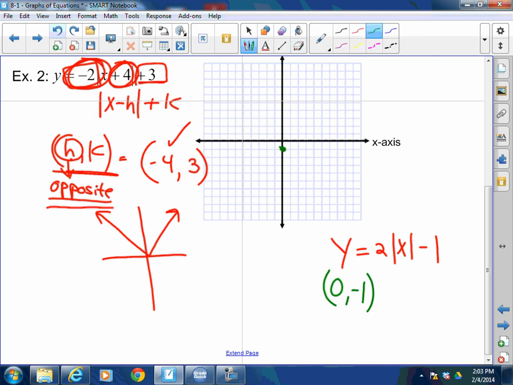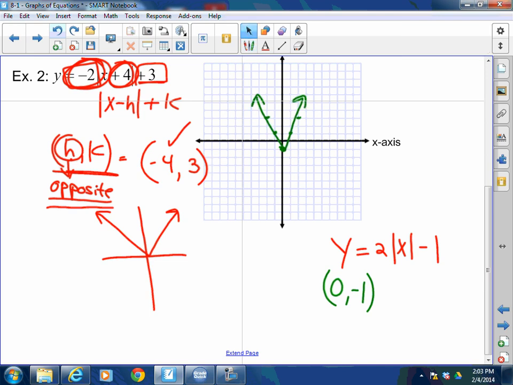What's my slope? 2 over 1, right? So I'm going to go up 1, 2 over 1 to the right, up 1, 2 over 1 to the right. Now go to the left. Up 1, 2 to the left, up 1, 2 to the left. Bing, bang, boom. You're done.